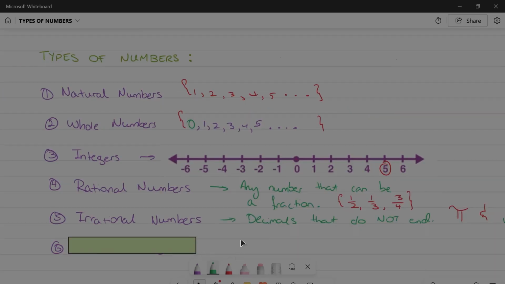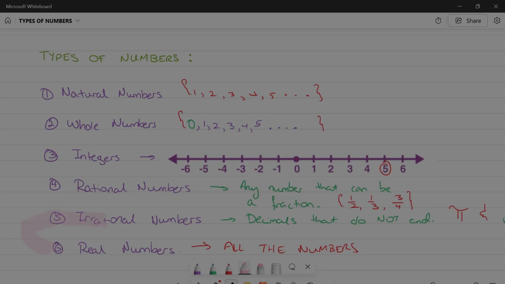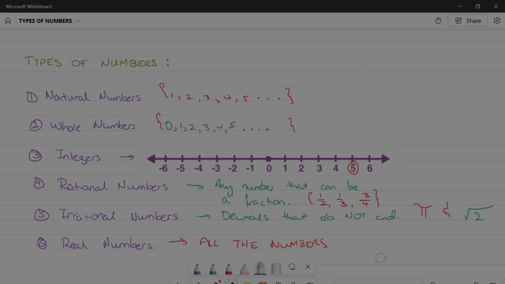The final type of number we have is called real numbers. Real numbers are simply all the numbers. Real numbers include all 5 types of numbers: irrational numbers, rational numbers, integers. These are the 6 types of numbers we need to be aware of for CSEC maths: natural numbers, whole numbers, integers, rational numbers, irrational numbers, and real numbers.